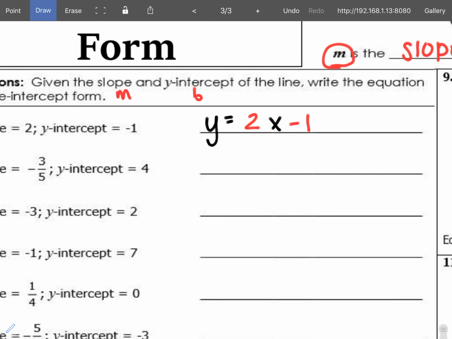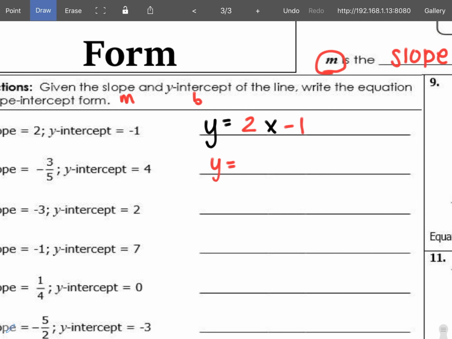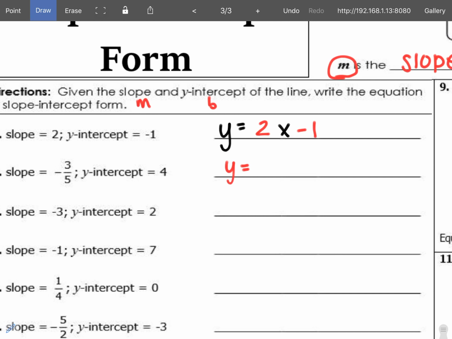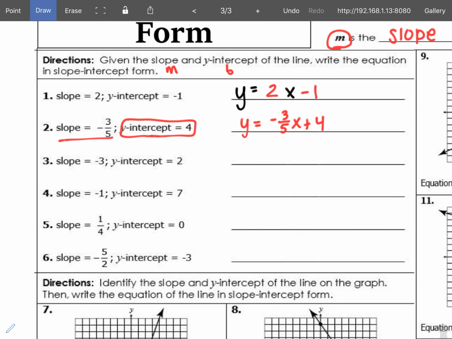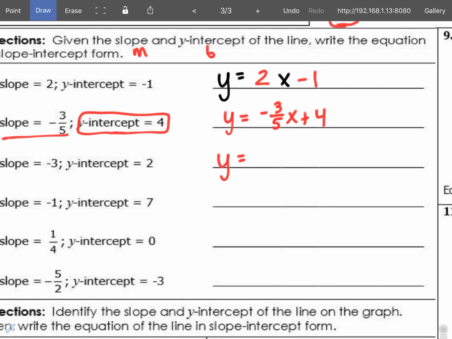Okay, so what about this next one? Y equals mx plus b. What's my m? What's my slope? My slope here, it says, is -3/5. I'm going to put an x outside always. Your slope always gets an x next to it. And then I'm going to put plus b, plus my y-intercept. What's my y-intercept? A +4. That's it. Cool. Let's try this one. Y equals, what's my slope? Mx. My slope is -3. So I'm going to plug that in for m. Plus b, plus my y-intercept.